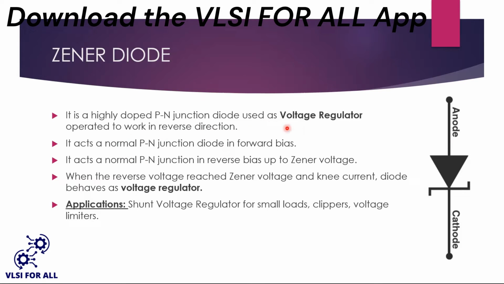So it is a highly doped PN junction diode, which is used as a voltage regulator only in the reverse direction. In forward bias, the characteristics of applied voltage versus the current which we are seeing will be the same. Up to the cutoff voltage, basically the cutoff voltage is 0.7, up to that voltage no current will be seen. Beyond that 0.7 volts, the current will be increasing exponentially in the forward bias.